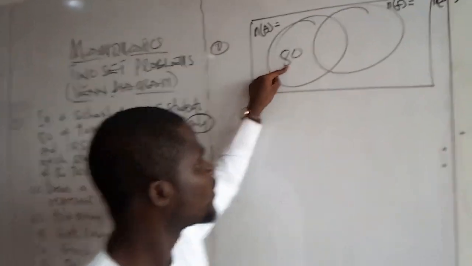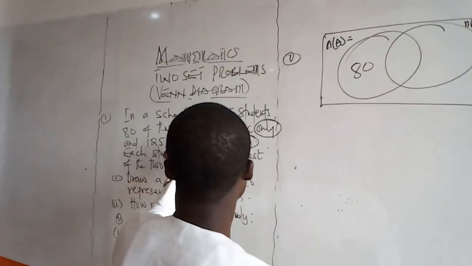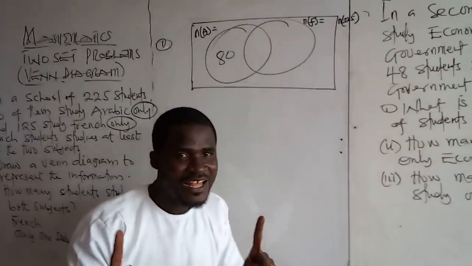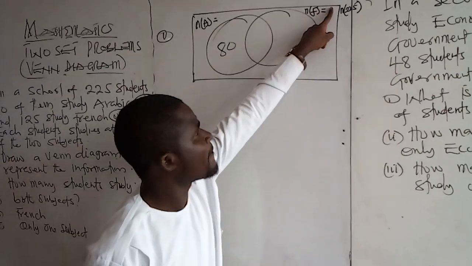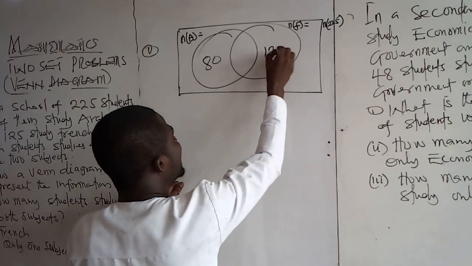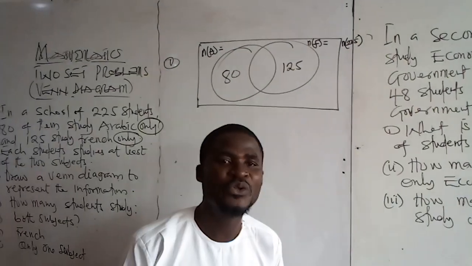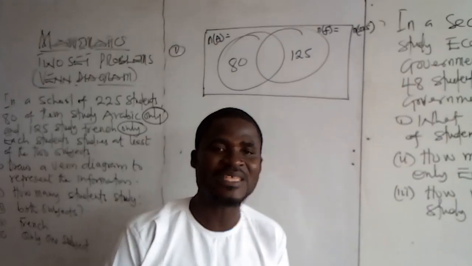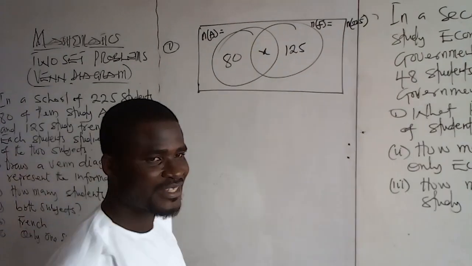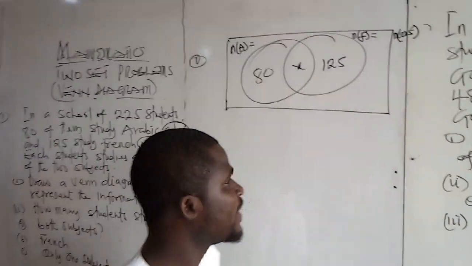Take note. And the question says, and 125 study French only. Say French only. The question didn't say French. If the question would have said French, we would have put it here. But here the question says French only. So you write it here, 125. And those who study both subjects, we don't know them. So we are using X to represent them. So say X. You are getting how to do the entries. Good.